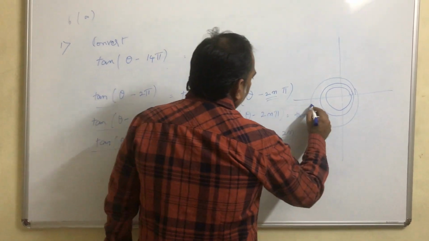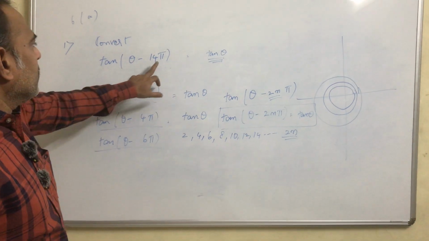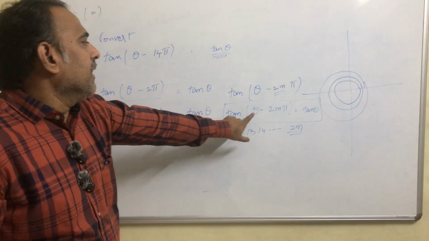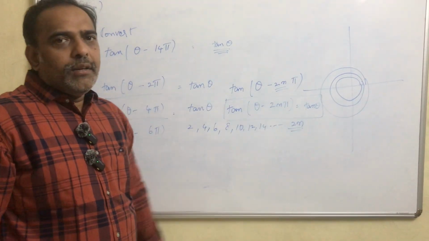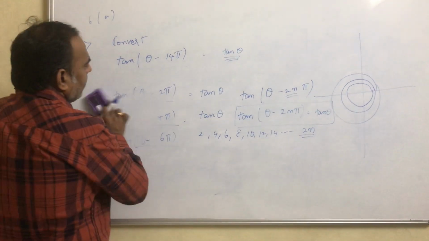Yeah, this is the general form. And from the given problem, tan theta minus 14 pi, we can derive this, right? Tan theta minus 2n pi equals tan theta. Just note it down then.